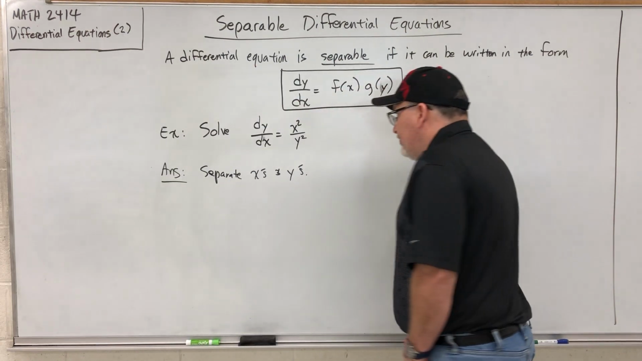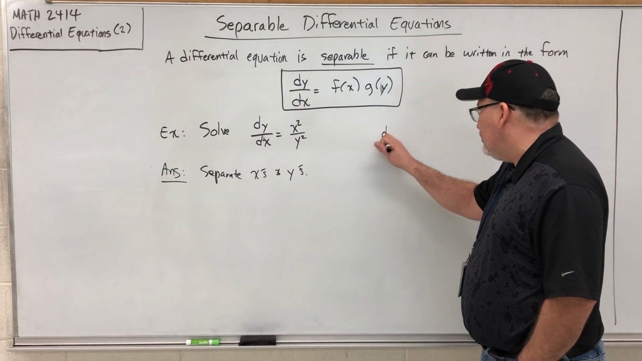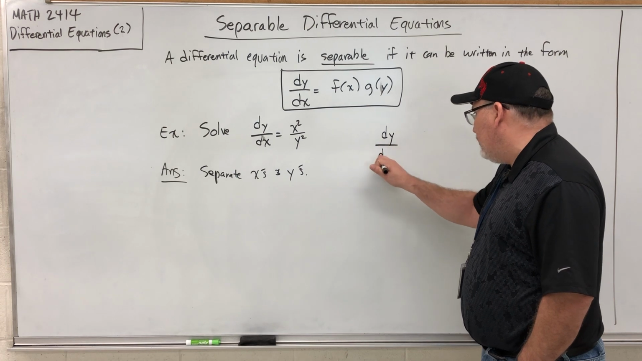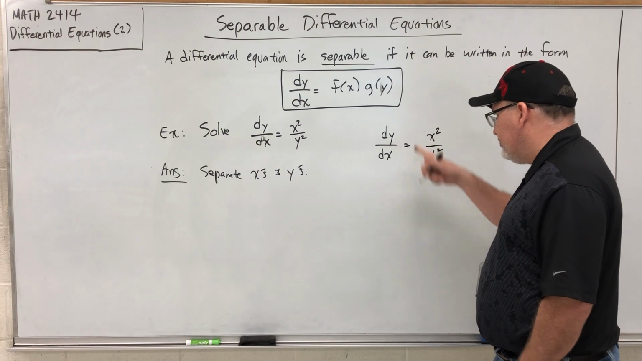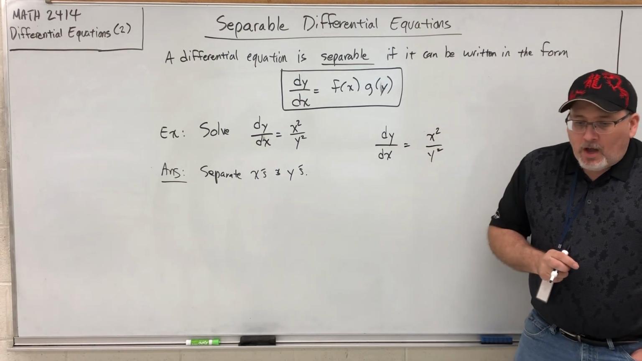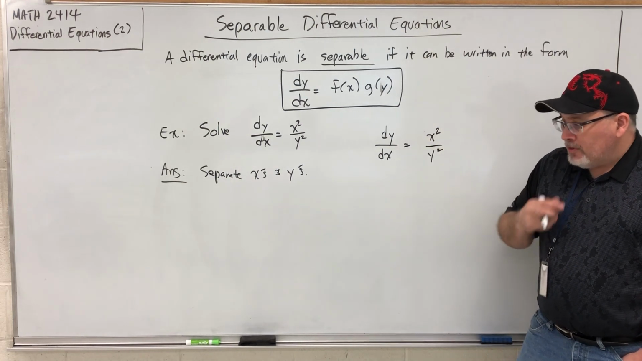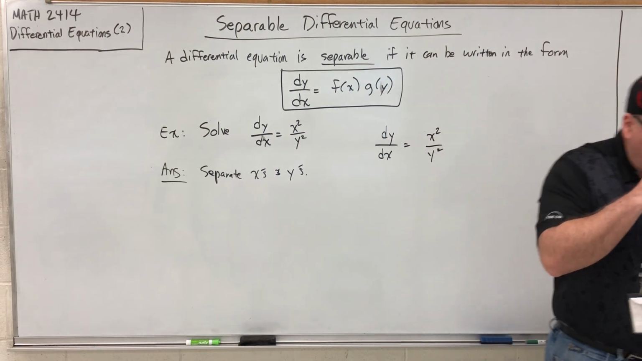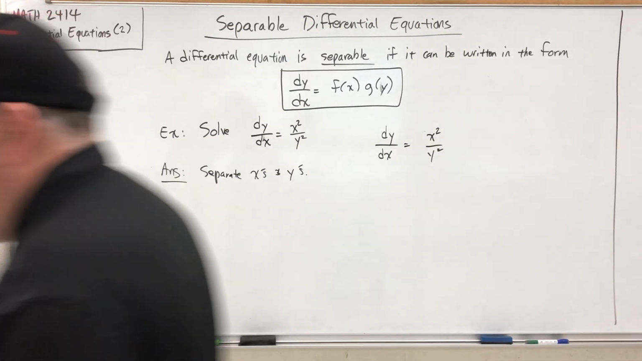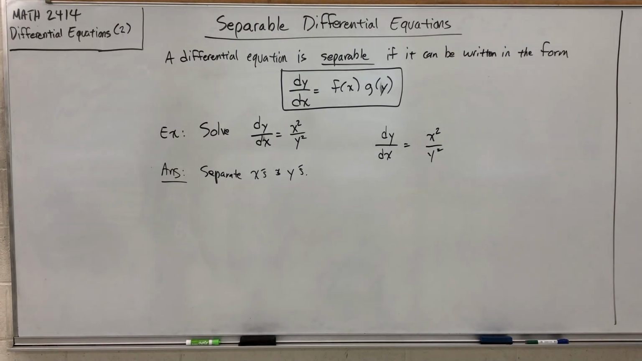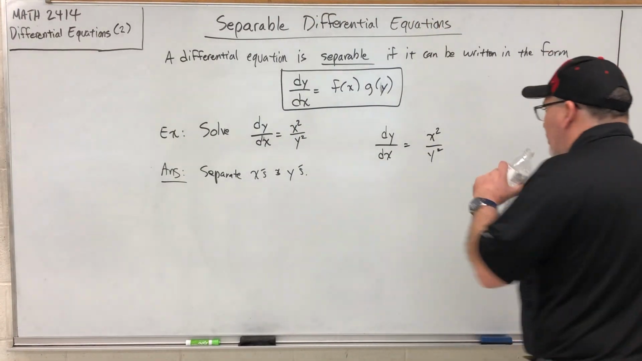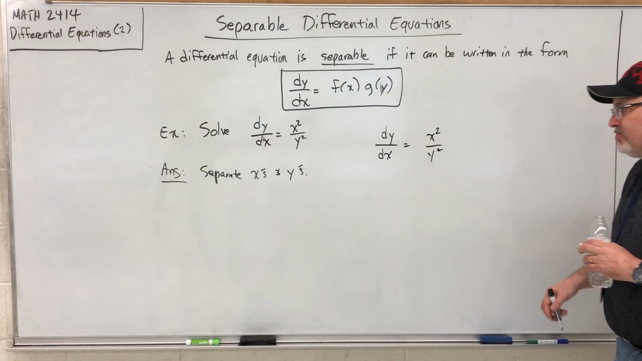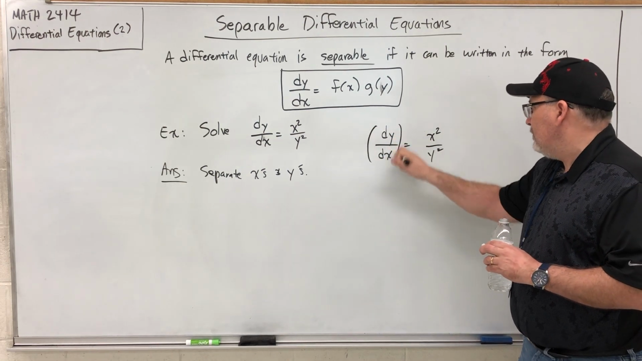So if we're going to separate this, let's think about what we would need to do to get all the x's on one side and all the y's on the other. Let's start with the differentials, the dy and the dx. Since the dy is in the numerator, we want to leave it there because we really don't want our differentials in denominators. So we're going to start separating this by multiplying both sides of this equation by dx.